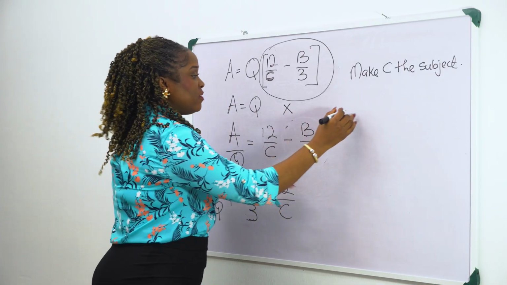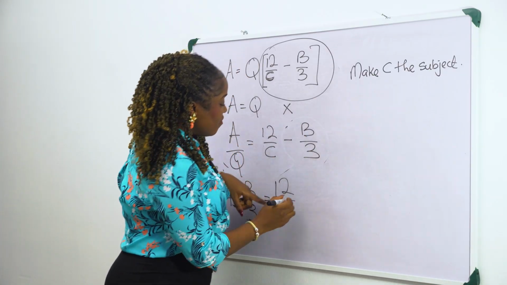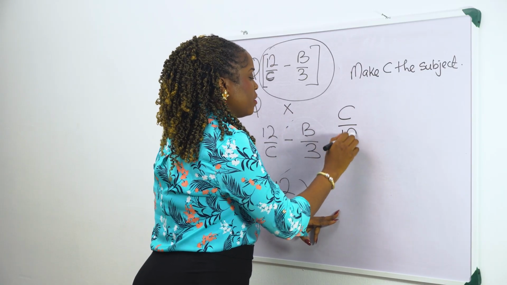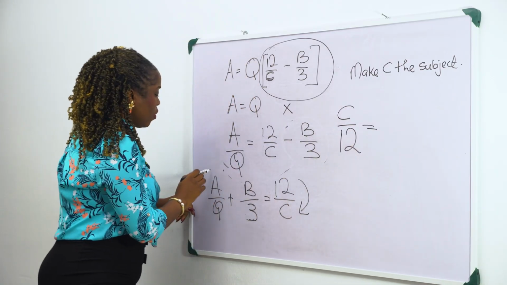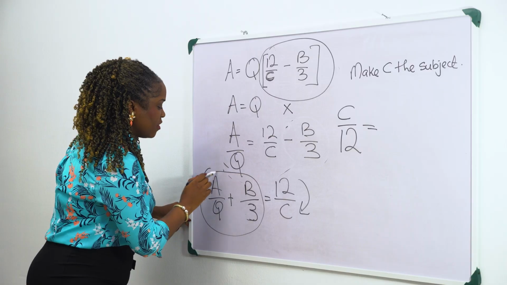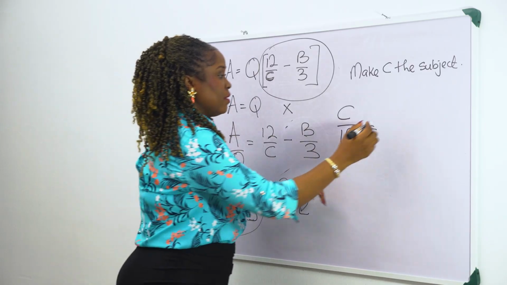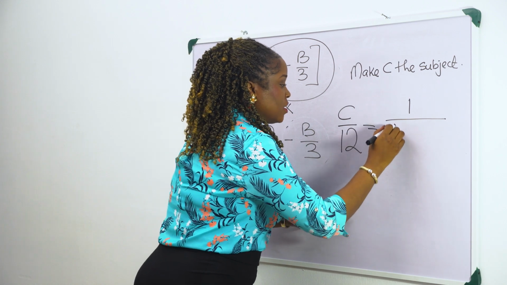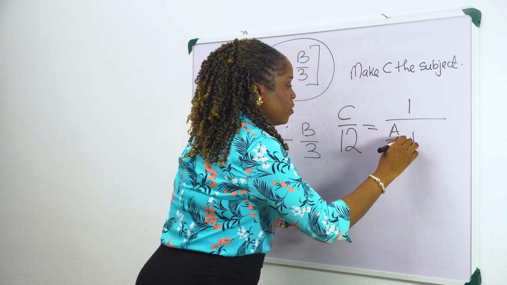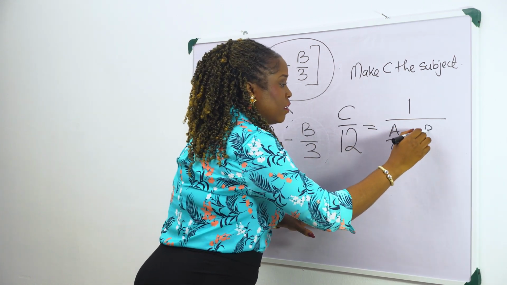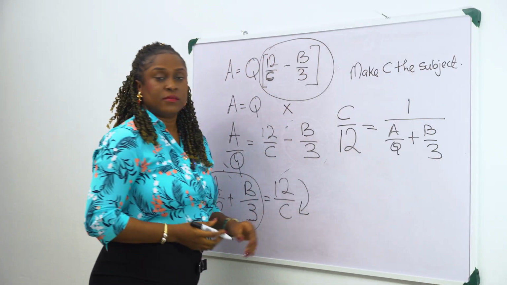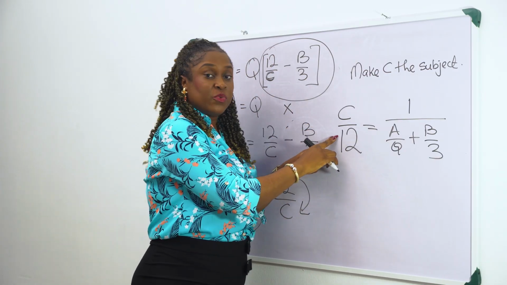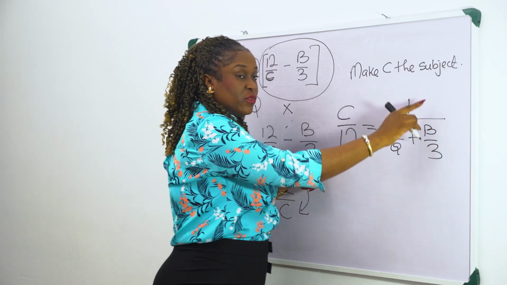So I'll rewrite 12 over C here. If I invert 12 over C, it becomes C over 12. And this whole term will be taken as 1 and will be inverted. It will become 1 over everything we have here, which is A over Q plus B over 3. Now we're almost at the end of our problem. We're left with 12. We can't leave 12 here. We have to move it to the other side.